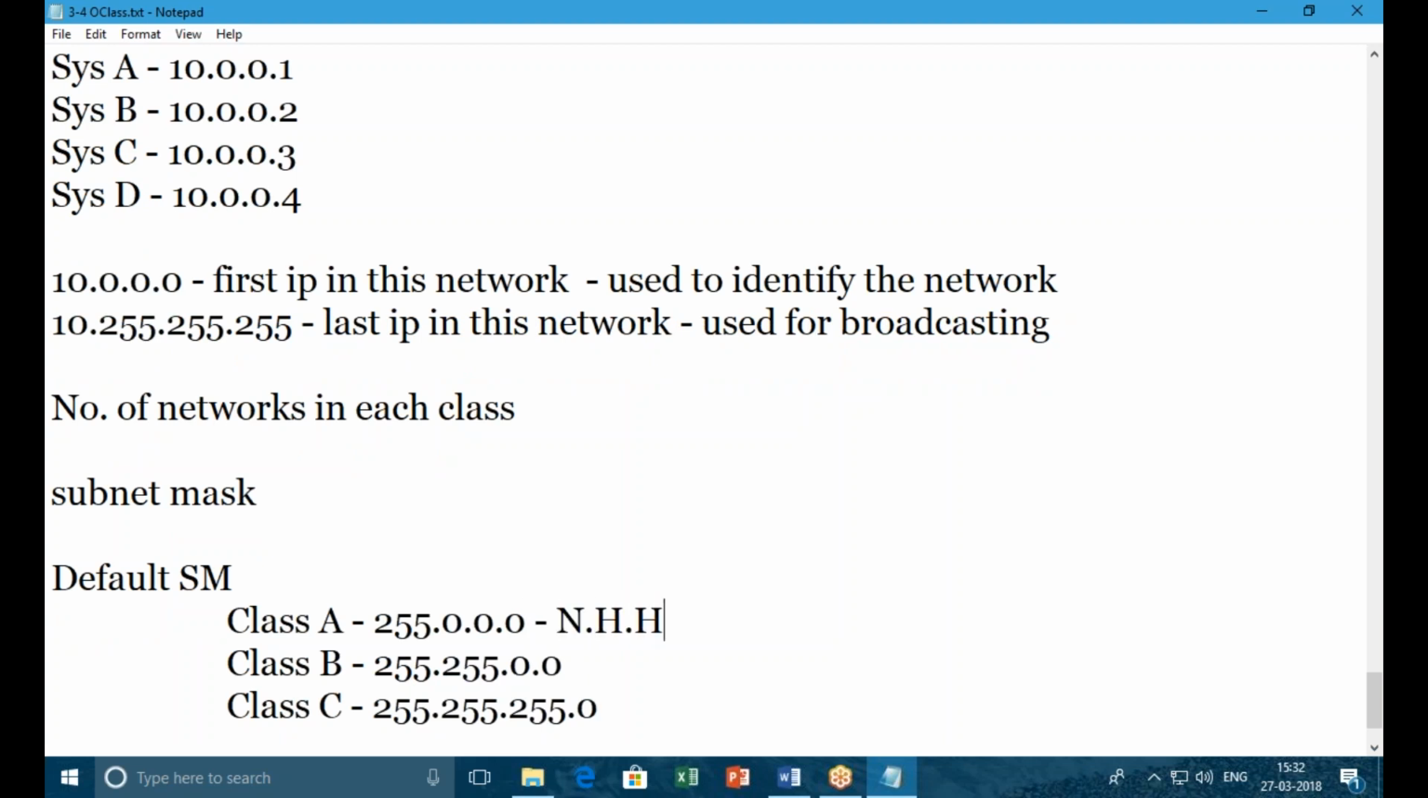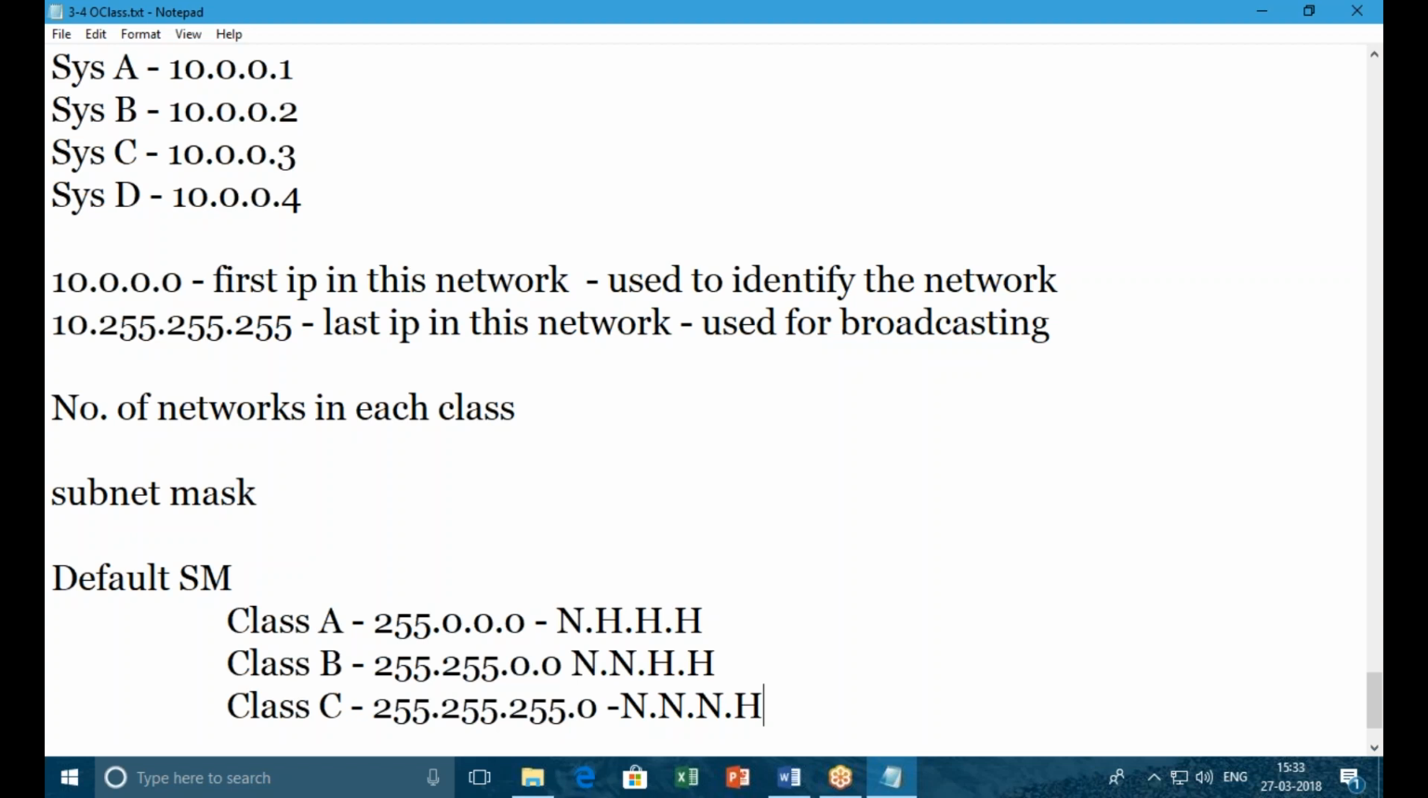Now if you observe this pattern, network, host, host, host. The network portion is filled with ones and the host portion is filled with zeros. Network, network, host, host. Network, network, network, host. So is it not in the same pattern? That's the default subnet mask. It identifies the class. So when you give an IP address, an automatic default subnet mask will come, which says which network and which class the IP address belongs to.